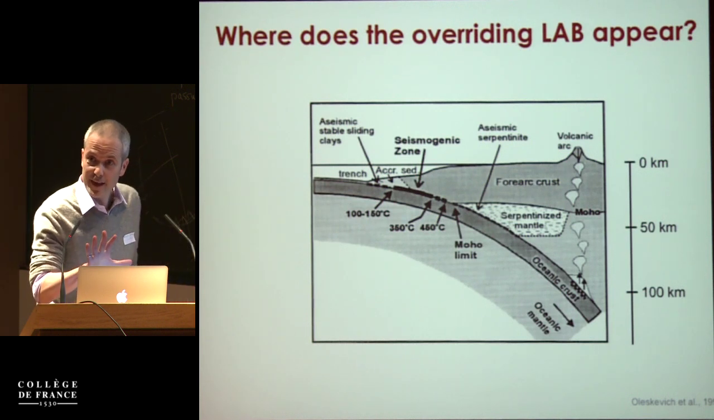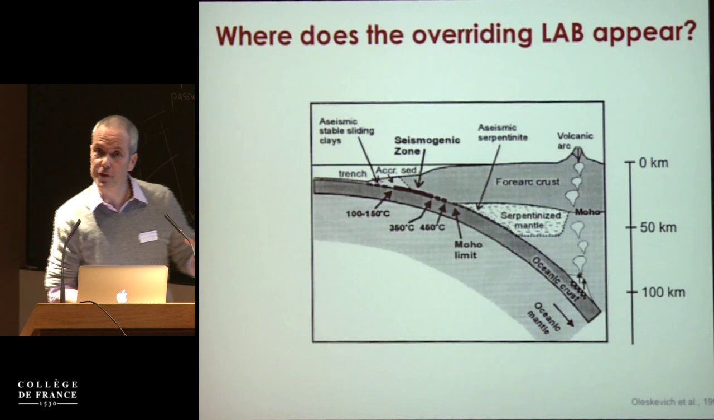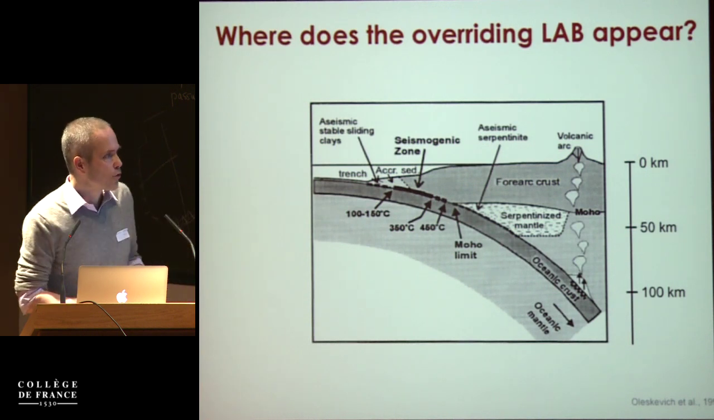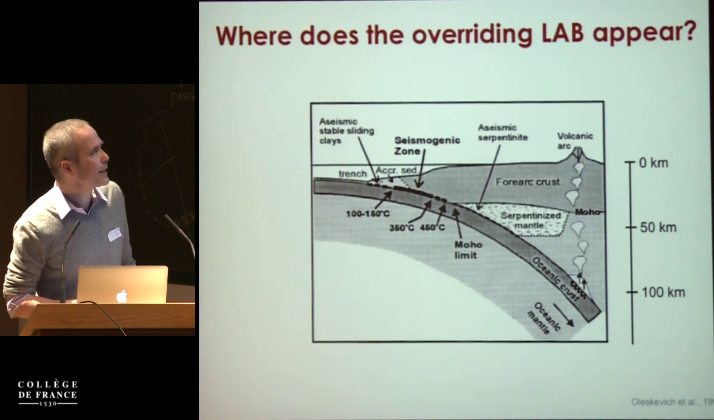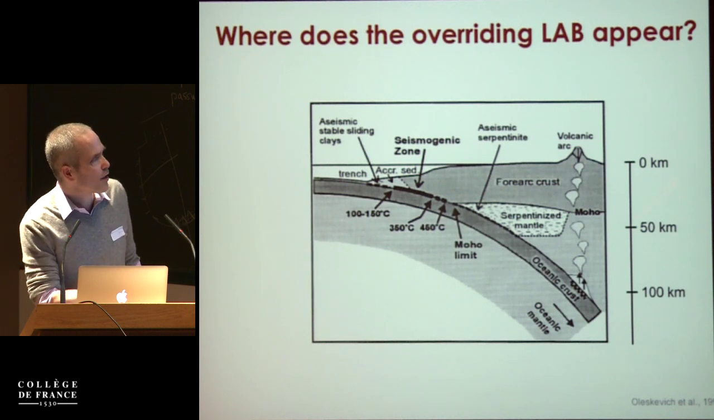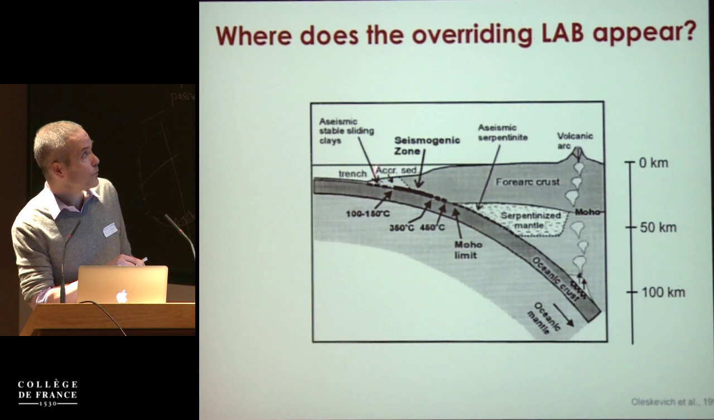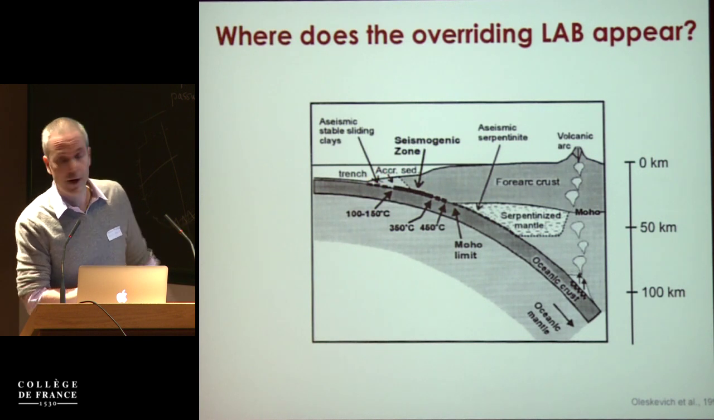And again, before looking at seismic images, we're going to look at some cartoons and see what we would expect, or where we would expect the LAB to appear. So we go back to this cartoon that we showed at the beginning. This is our subducted slab. This is our overriding plate here for our crust. And of course, we want to start to look for an LAB where the overriding plate starts.